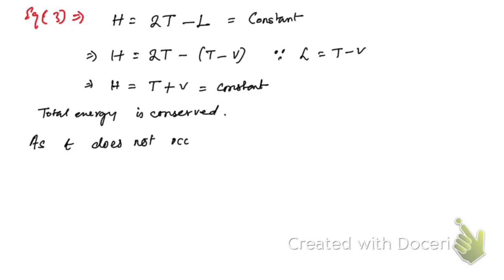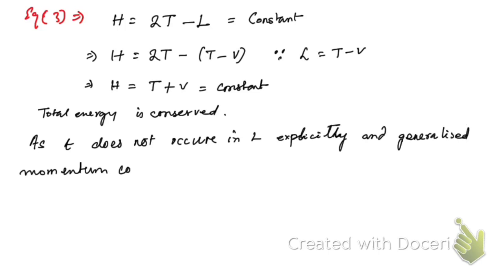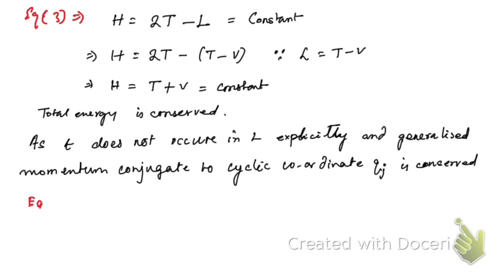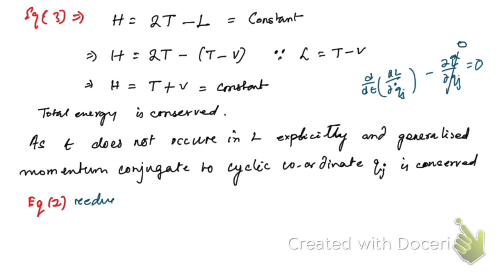So as L doesn't depend on time explicitly, the generalized momentum conjugate to the cyclic coordinate qj, if this is cyclic, is conserved. Okay, then equation 2, the Lagrange's equation of motion, that is d by dt of del L by del qj dot minus del L by del qj is equal to 0. If qj is cyclic, then this part is going to be equal to 0. Then this equation reduces to this form, right?